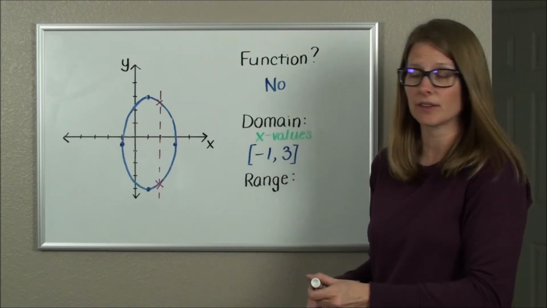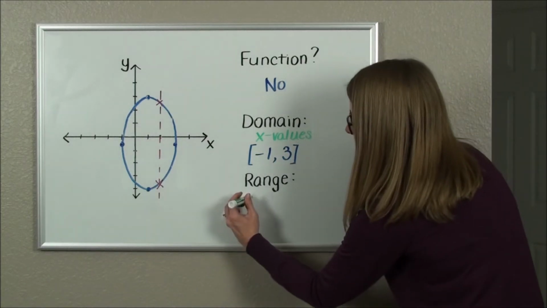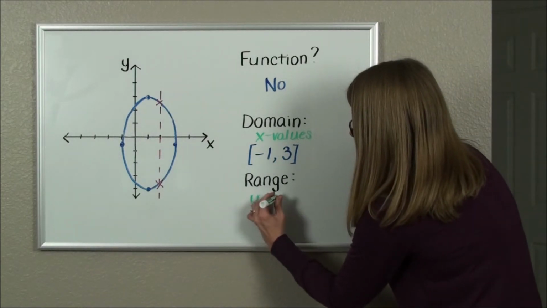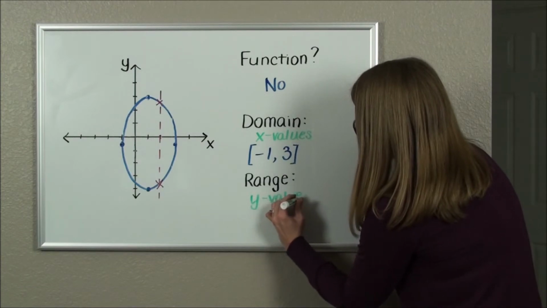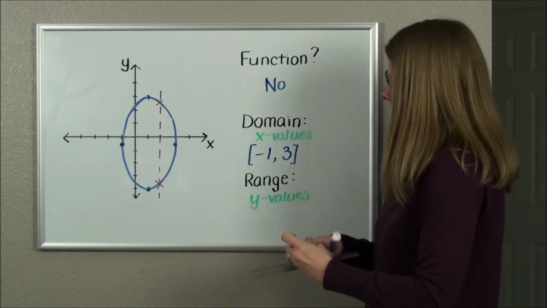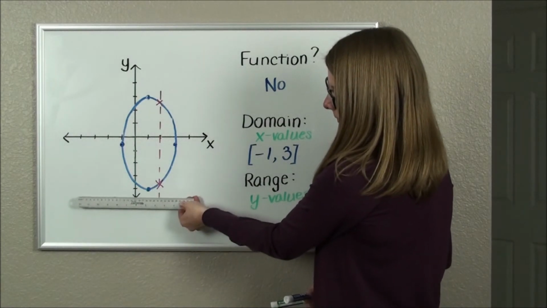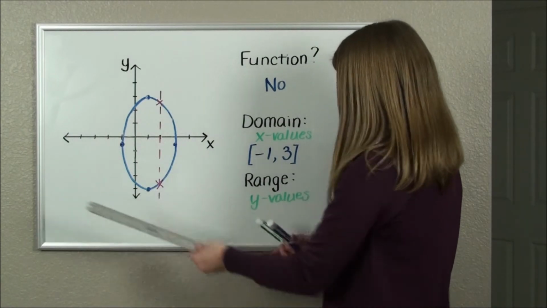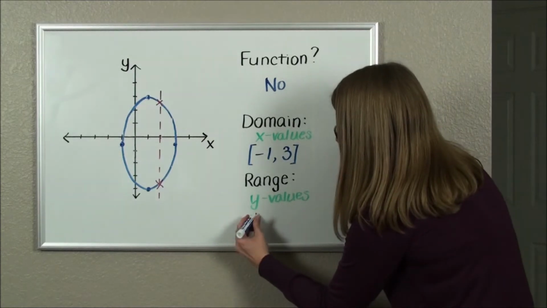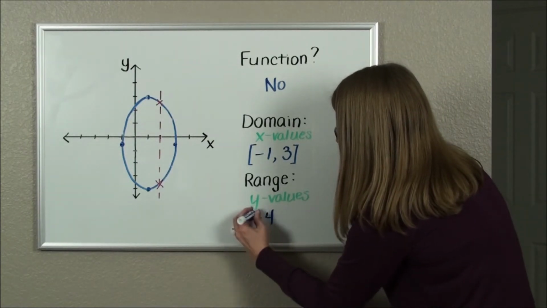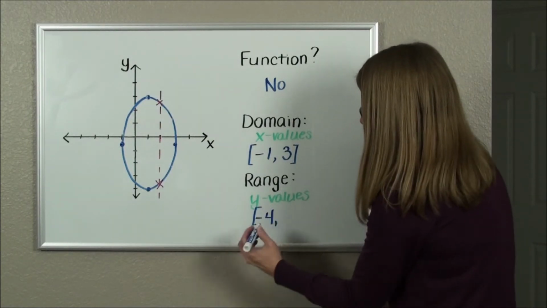We want to do the same thing for the range. This time it's the y values. And again, with the y values, we're going from the bottom to the top. So as I begin my scanner down here, I see nothing, but I will begin to see something right here at a height of -4. Because there is a point there at -4, I'll go ahead and use square brackets to show that.